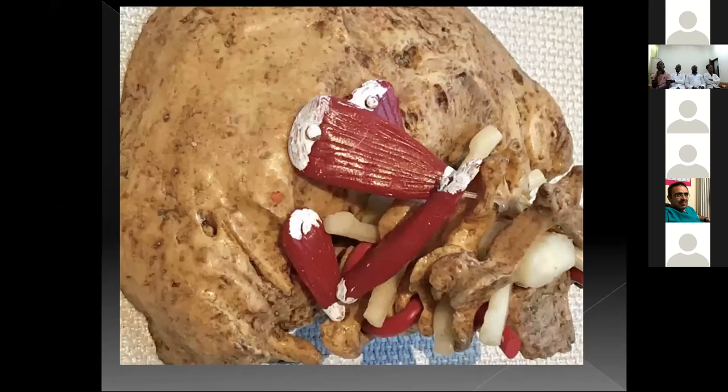This is the model, and these are the muscles. Okay, let's go to.